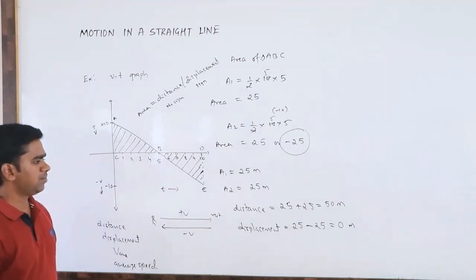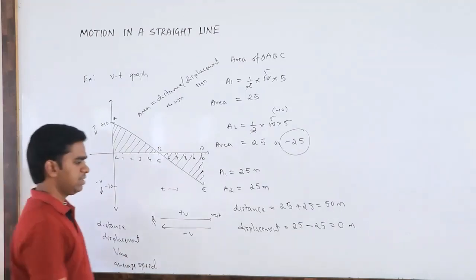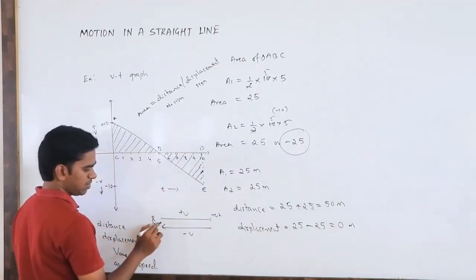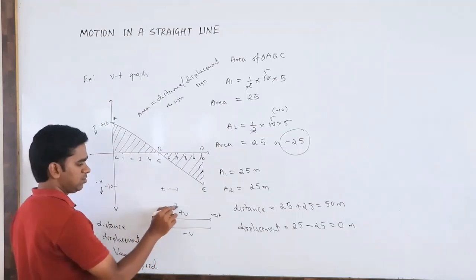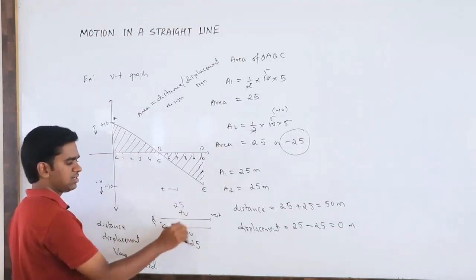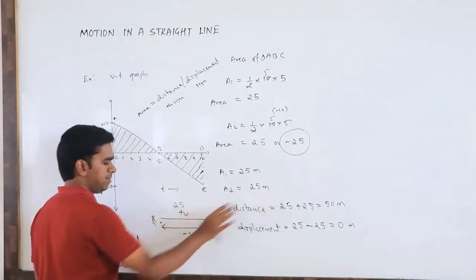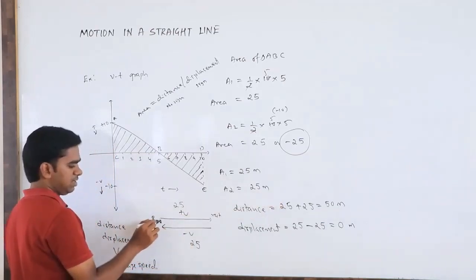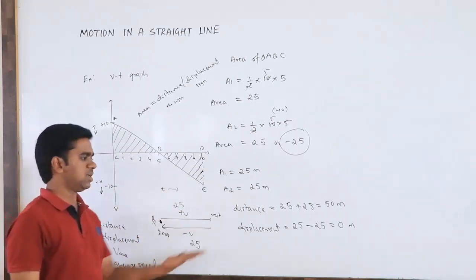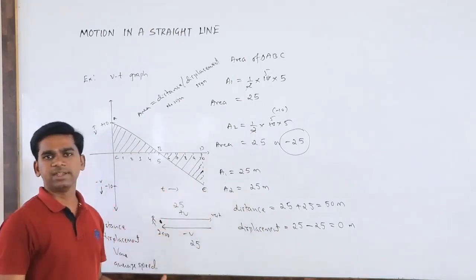So now, what is happening here? Displacement is 0, which means the body is coming back to its original position, correct? It moves 25 in this direction and 25 in this direction. So total distance is 25 plus 25, 50 meter. There is no displacement. Displacement is 0 because it is coming back to the original position.